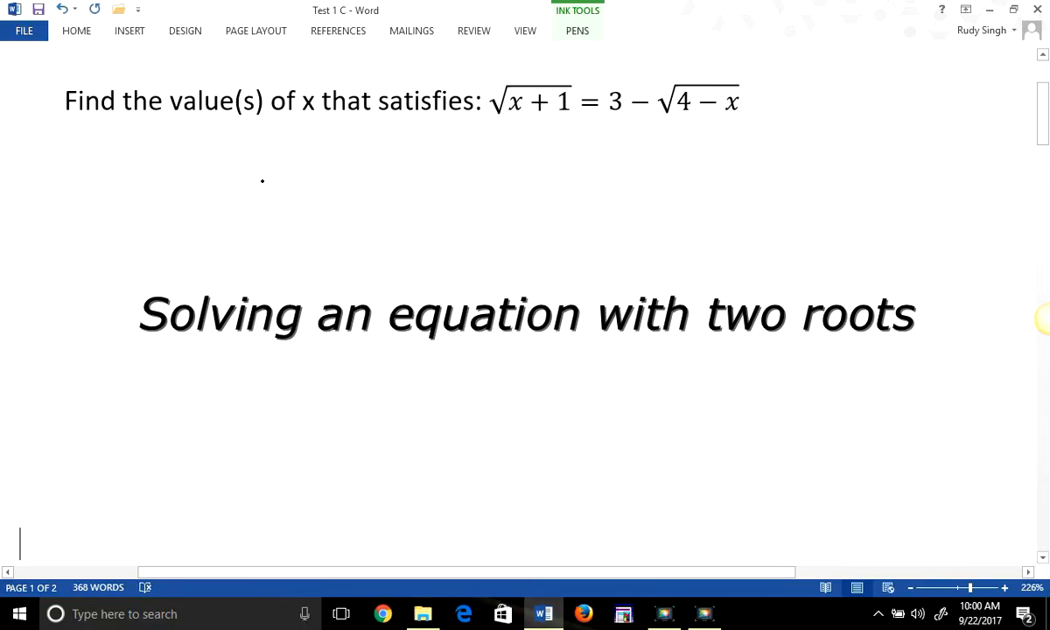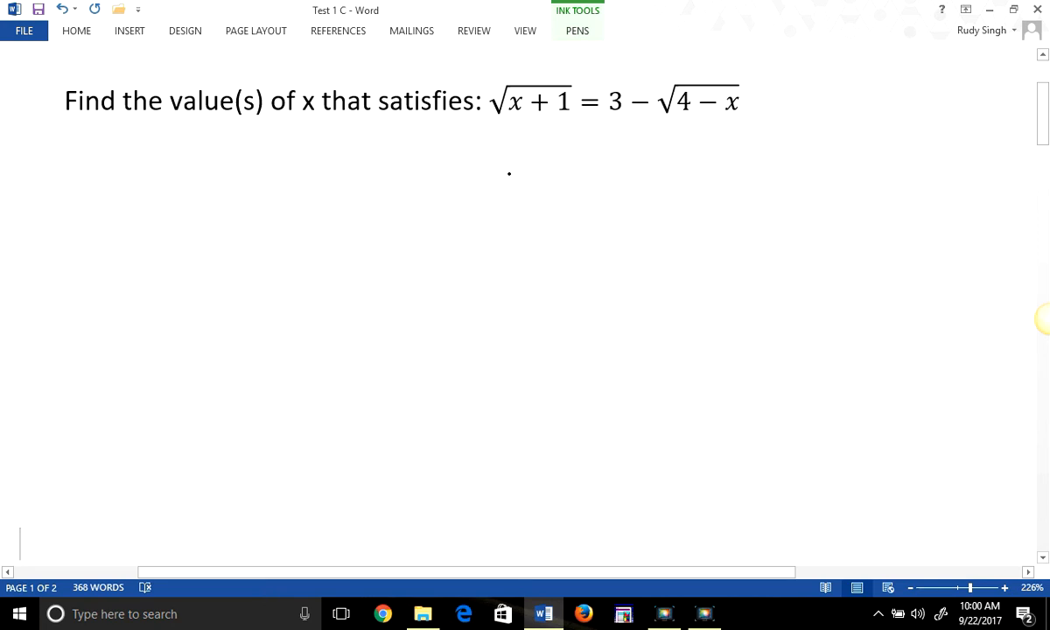Okay, with this equation, you have roots. So you want to make sure you have a root on each side, which we do. So the first thing you want to do is you want to square each side to get rid of at least one of the roots. So you square the left side, you get x plus 1. However, you square the right side, that's a foiling.